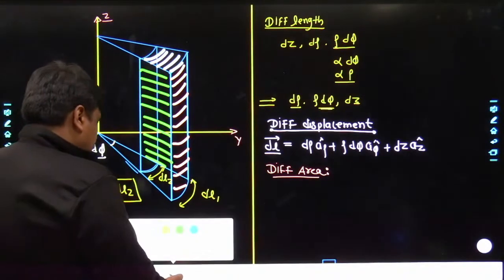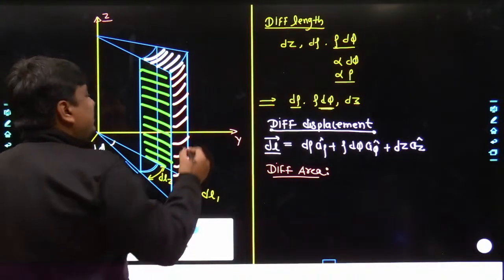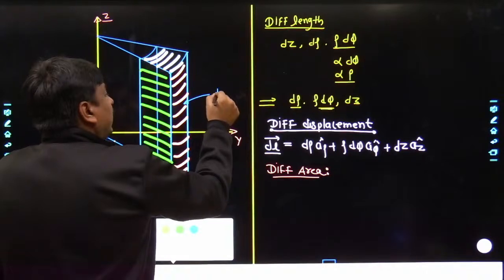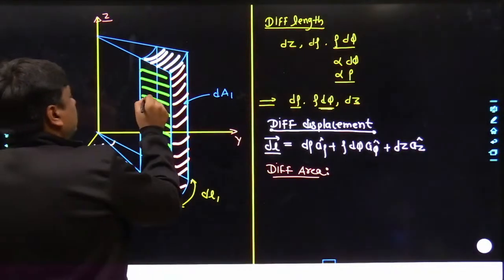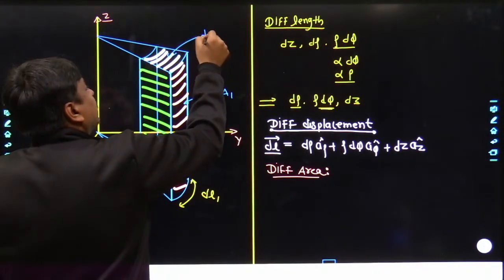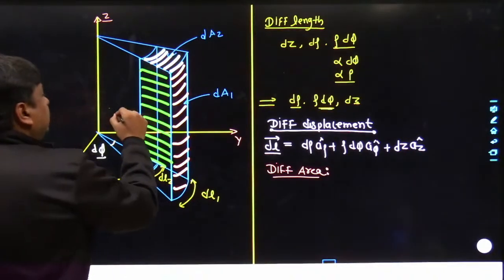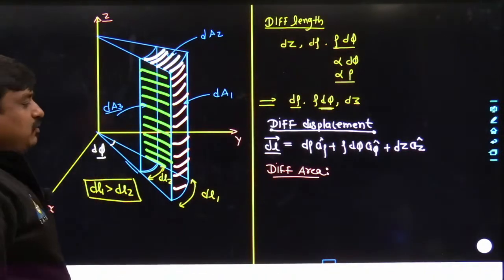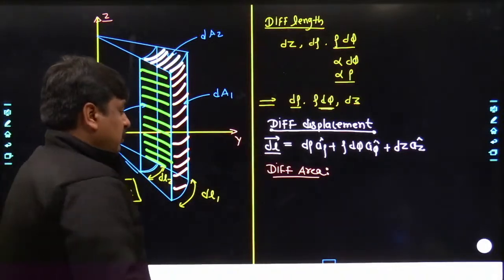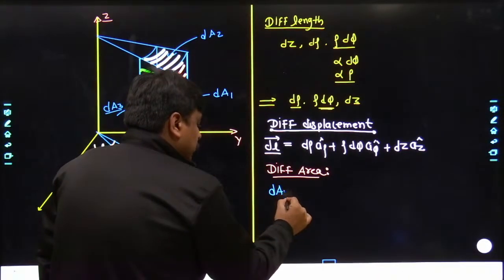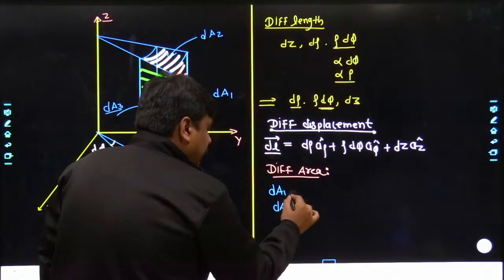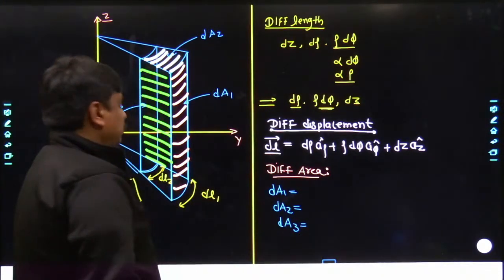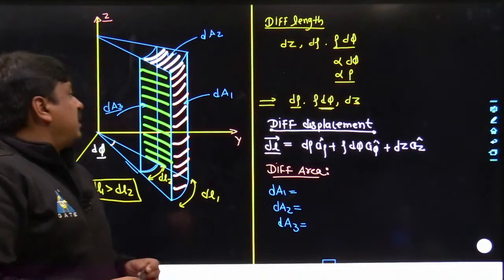Let me give a name to each individual differential area. Let's say this differential area is named dA1. Similarly, this differential area is named dA2, and similarly this differential area is named dA3. Anyways, let me give a brief idea of how dA1, dA2 and dA3 came into the picture. You yourself would be able to understand this area.